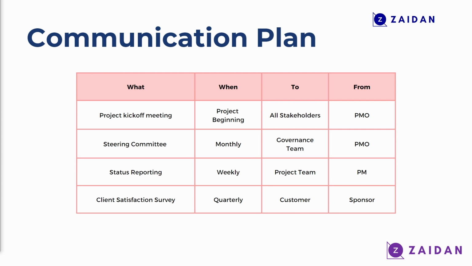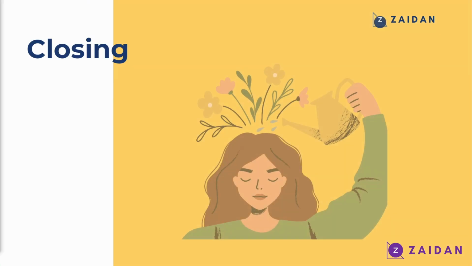Now if you look at this example, we have the project kickoff meeting, which is supposed to be held at the project beginning, and it is supposed to be communicated to all stakeholders, and it should be initiated by the PMO. The steering committee meeting is supposed to be held once a month, and the governance team is supposed to be invited by the PMO. The status reporting is scheduled for a weekly meeting where the project team is supposed to be addressed by the project manager. And finally, the customer satisfaction survey is held once a quarter where the customer is supposed to be addressed by the sponsor.